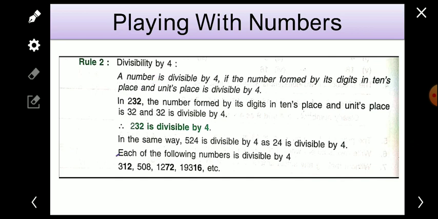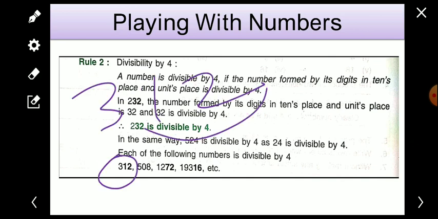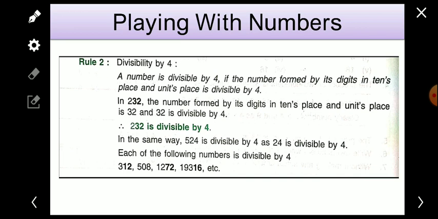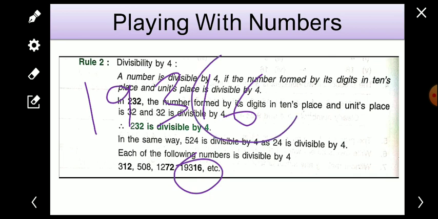Suppose the number here is 312. We'll see the number formed by the last two digits. It is 12, and 12 is divisible by 4, which means 312 is divisible by 4. Here we can see another number, 19,316. Here we see the number formed by the last two digits, it is 16. 16 is divisible by 4, which means this is divisible by 4.